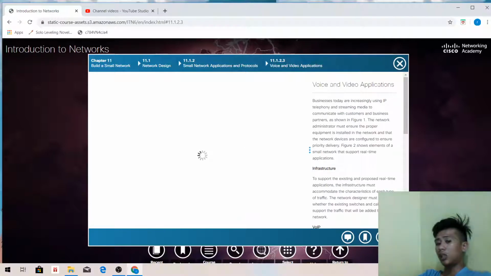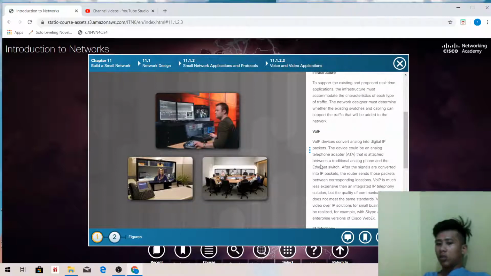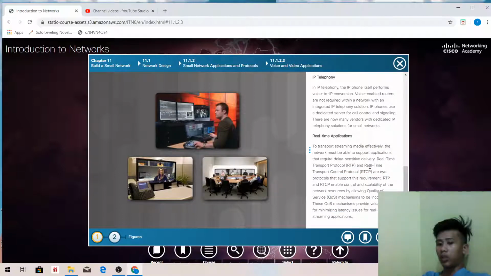Voice and video application infrastructure. Businesses today are increasingly using IP telephony and streaming media to communicate with customers and business partners, as shown in figure 1. Also, VoIP devices convert analog into IP packets. IP telephony itself performs voice to IP conversion, and real-time applications transport streaming media effectively.